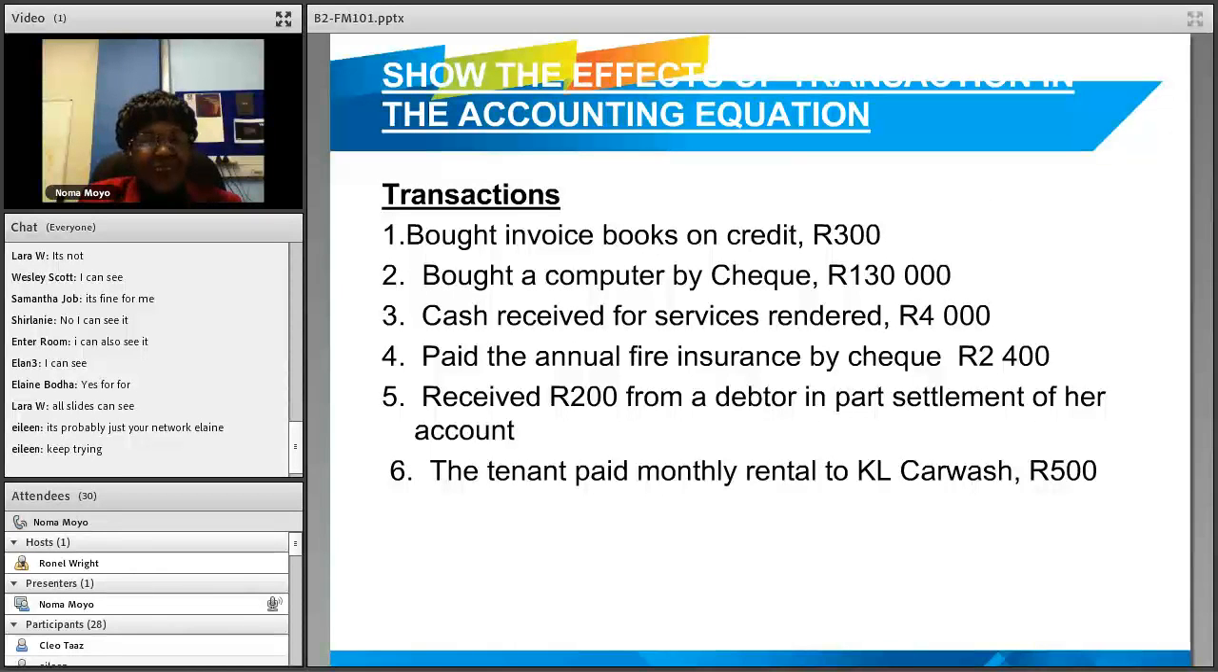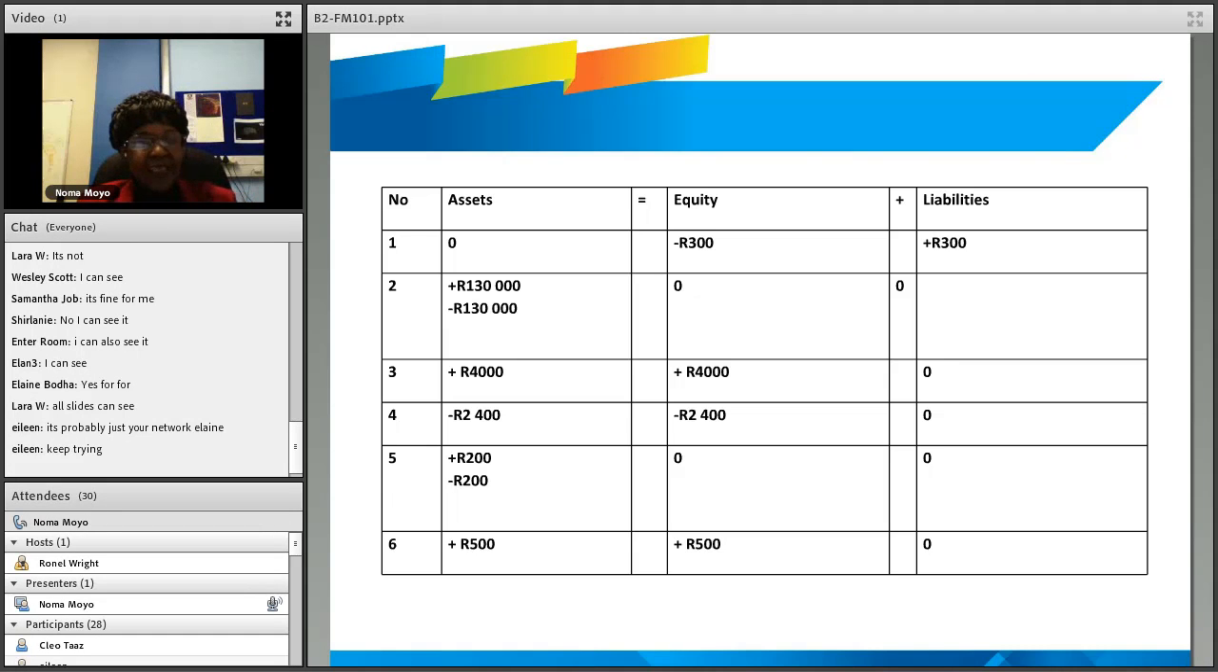Number three, cash received for services rendered. Here we are assuming that this is a service industry. They are not buying and selling. It's not trading. So you received cash, then it means the bank is going to go up. And what happens? Your equity goes up because that's income. On the third, that's what happens. The asset, because you received the money from the services rendered, goes up. Equity also goes up. The value of the business goes up.